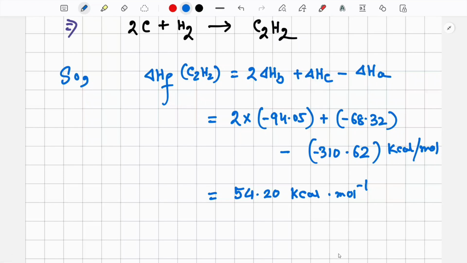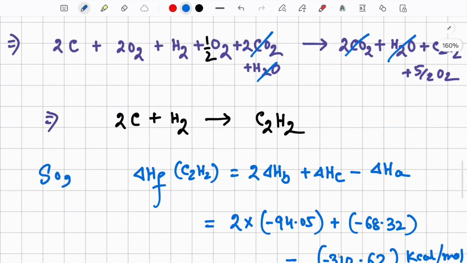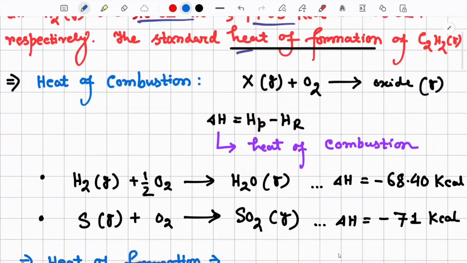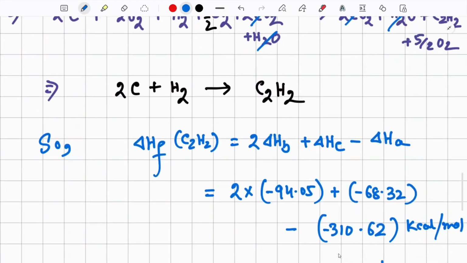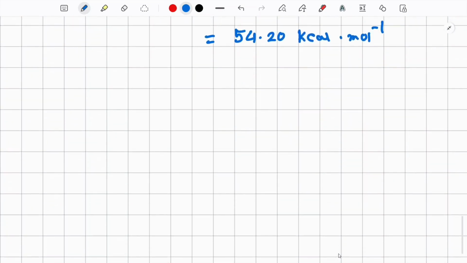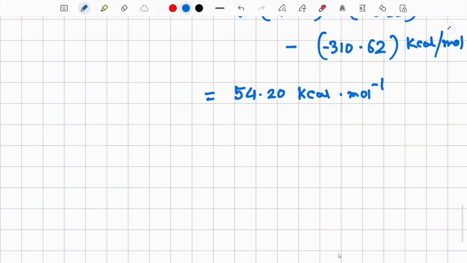You see, this is a very straightforward reaction. Just you have to calculate it. Then you can easily determine it. If it does not match, then you have to look at where the mistake is. It will surely match. It is just normal algebra.